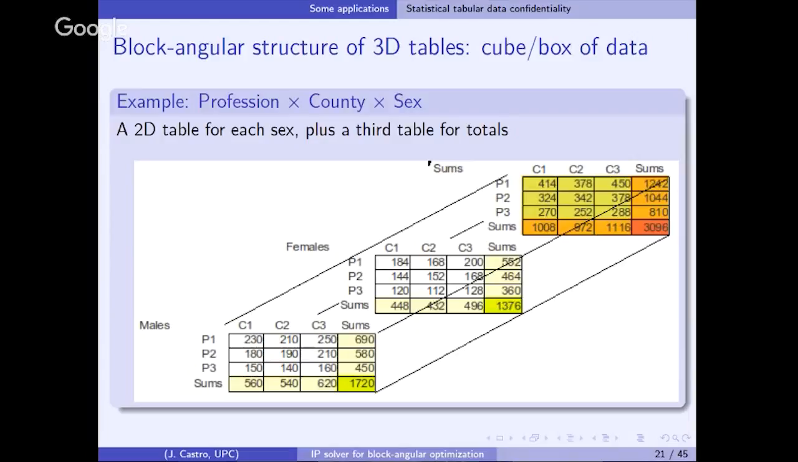But if you consider the third variable, then you have another set of constraints. So basically, that's a cube of information. It's a cube of data. You can think of it as a kind of tensor. Okay, it's a cube of data.